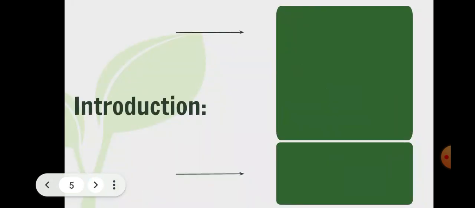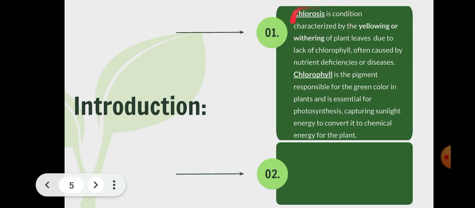Let me start with the introduction. Chlorosis is a condition which is characterized by the yellowing or withering of plant leaves due to the lack of chlorophyll, and it is often caused by nutrient deficiencies or different kinds of diseases.